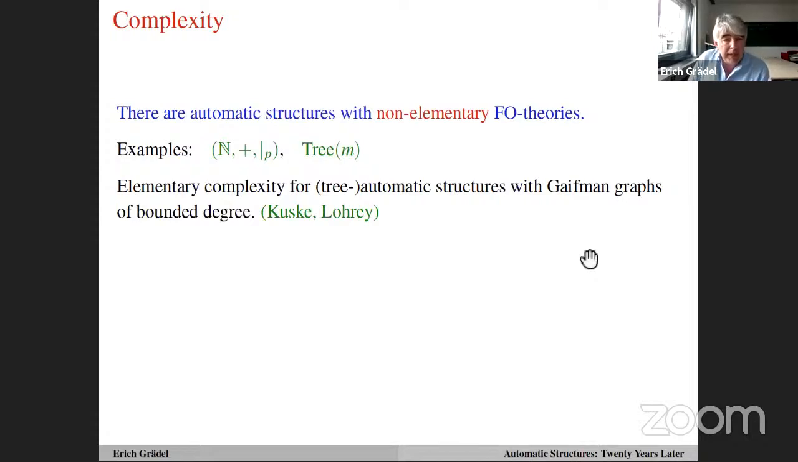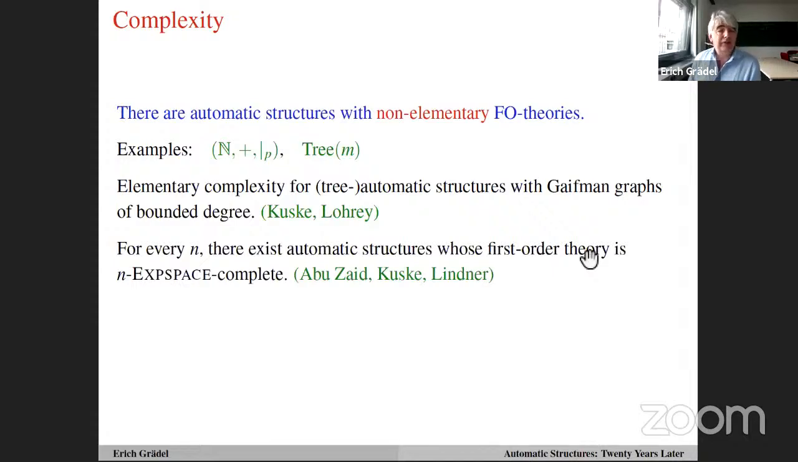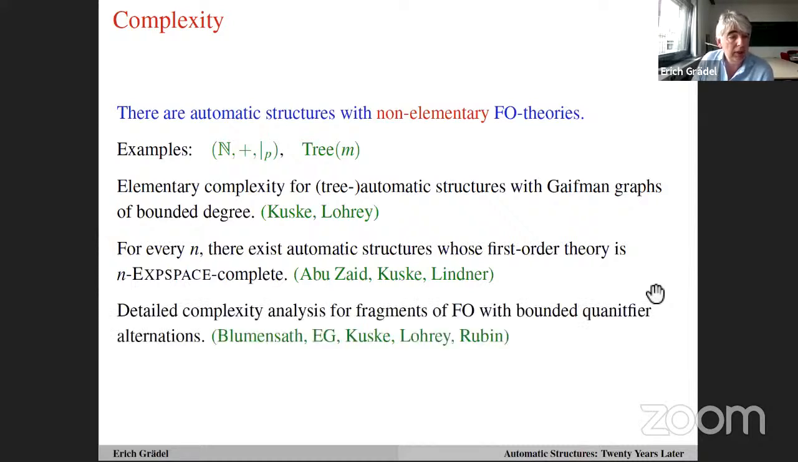So there are many cases where this phenomenon that the complexity is non-elementary does not appear, but also in these cases the complexity is still rather high. And in fact, for every natural number n, there exist automatic structures whose first-order theory is precisely on the nth level of the exponential hierarchy. Further, a relatively detailed complexity analysis for fragments of first-order logic with a very small number of quantifier alternations has been done in a number of papers.